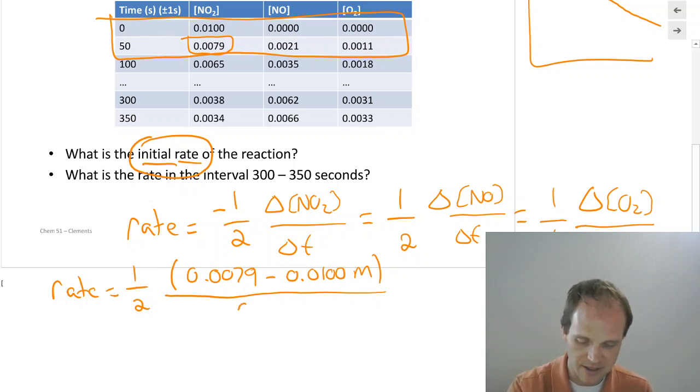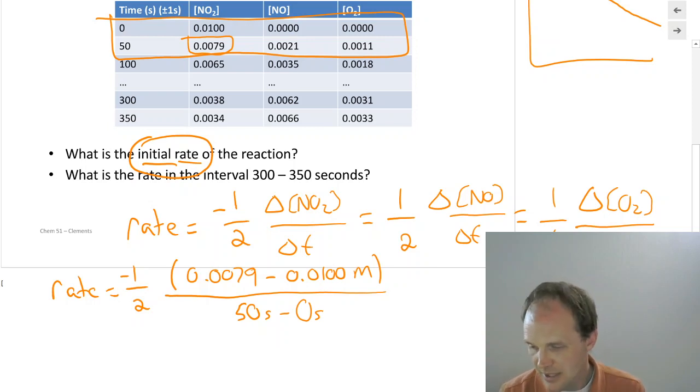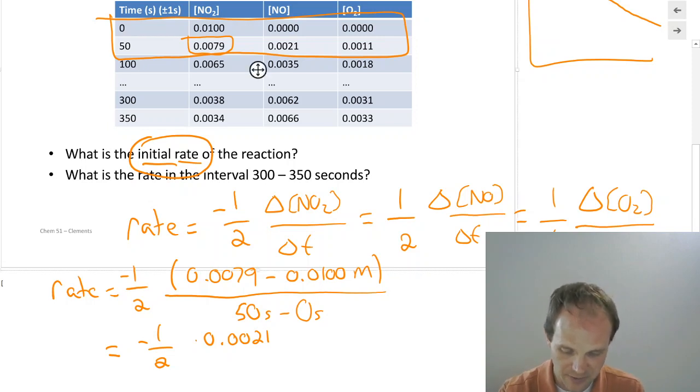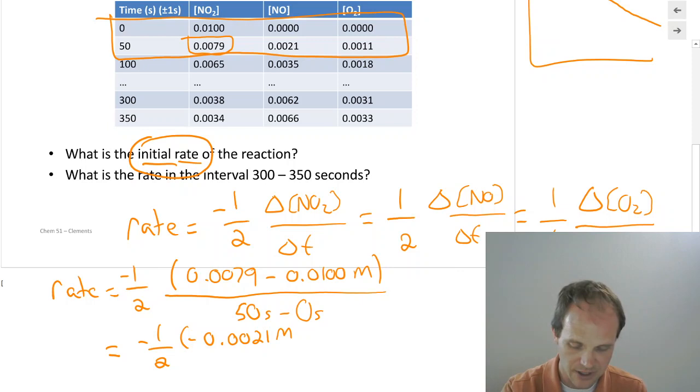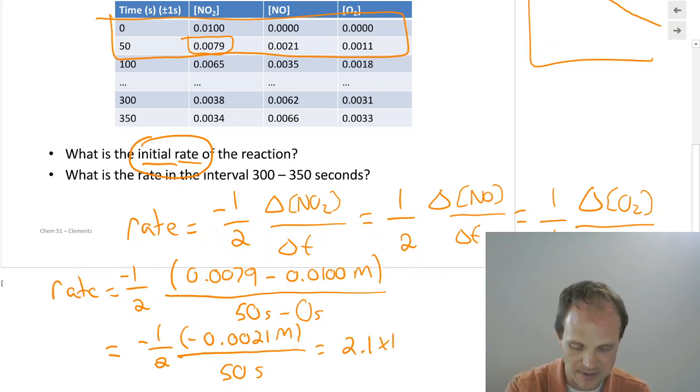And then what do we decide? Our time is 50 seconds minus 0 seconds. Oh, I forgot my negative out here. I've got to have that negative 1 over 2. If you calculate that, 0.0079 minus 0.01 is going to be minus 1 over 2 times 0.0021. And that's going to be a negative in there. I didn't leave myself much space. So it's going to be a negative 0.0021 molar divided by 50 seconds. You plug that into a calculator, and you get 2.1 times 10 to the minus 5th molar per second.